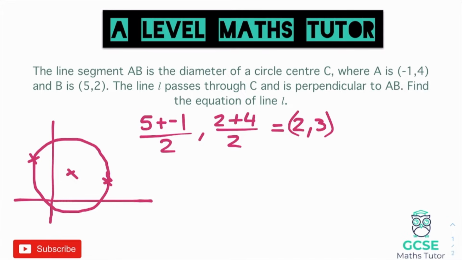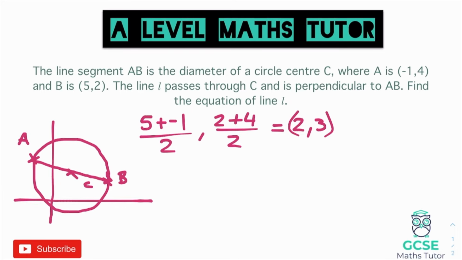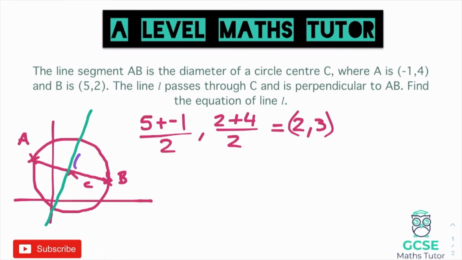Now we have the coordinates of the centre. We could also draw in this line AB, and let's label that up. That would be A, and this would be B. We have our centre point there, and we are going to find the perpendicular bisector. If we draw that in, it's going to look something like that. It'd also be worthwhile labeling on that centre point 2,3.